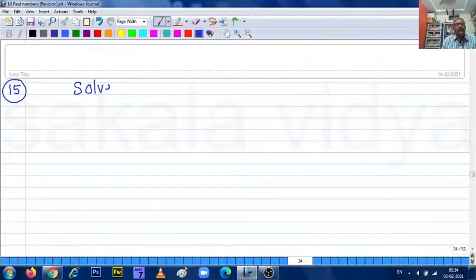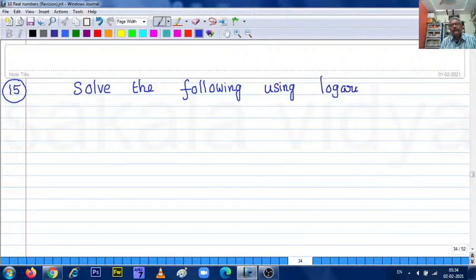Solve the following using logarithms. So we need to solve the following using logarithms. Now 1, 2, Lakshmi, Yadav and Monica, 3 members. Okay, right. Solve the following, use the logarithms.